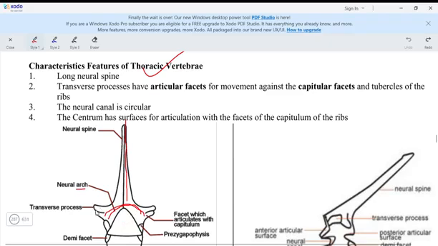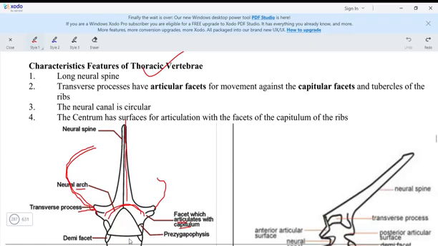Then the transverse process is always beside. That's where the ribs are attached. When the rib is coming like this, it will attach to this part. The same thing here. So that's facets which articulate with the capitulum, from the ribs. So that is attached to the transverse process.